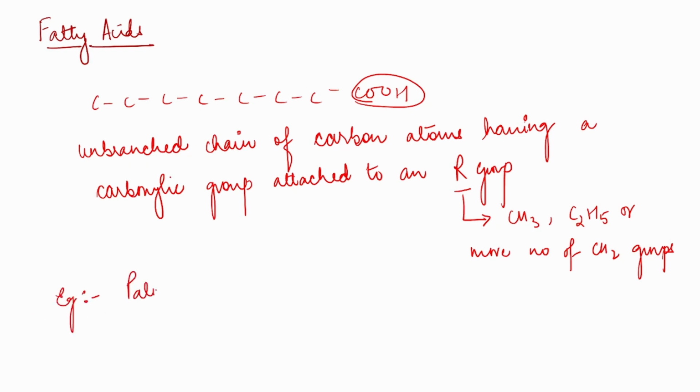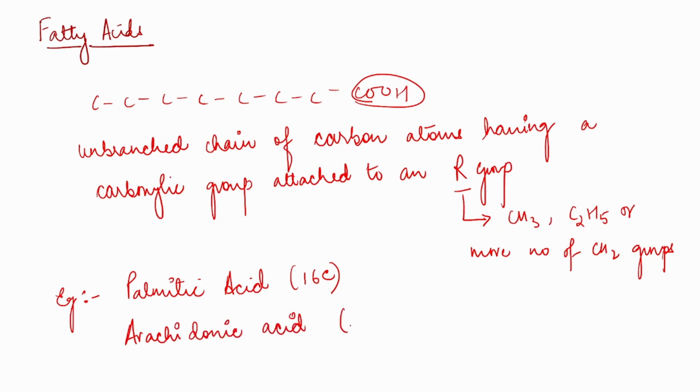One is palmitic acid. How many carbons does palmitic acid contain? It contains 16 carbons. Another is arachidonic acid. How many carbons does it contain? 20 carbons, right? So this is a fatty acid.